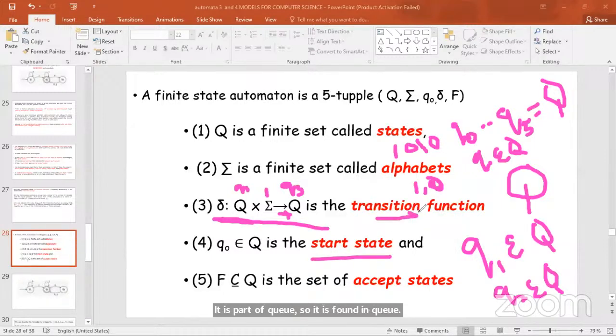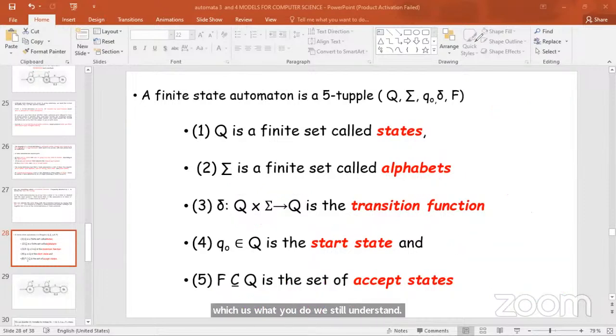And we said that the initial state is pointed to by an arrow. Then F, or QF, is the final state of Q, or is a finite. When you say finite, that means it has a beginning and it has an end. So it's a finite state of Q, the set of accept states, right? So QF, or F, is the accept state, which has what? A double arrow. Are we still following? Do we still understand what we have done so far?